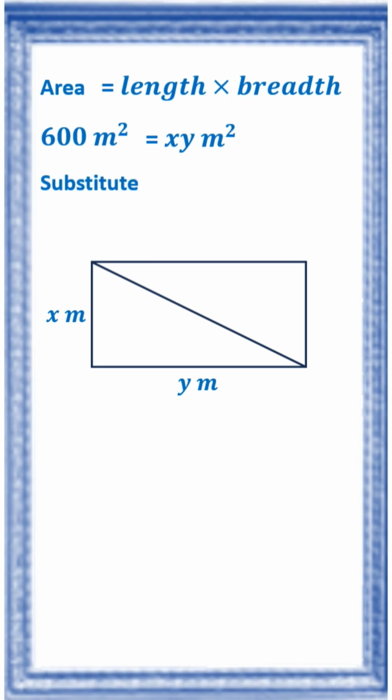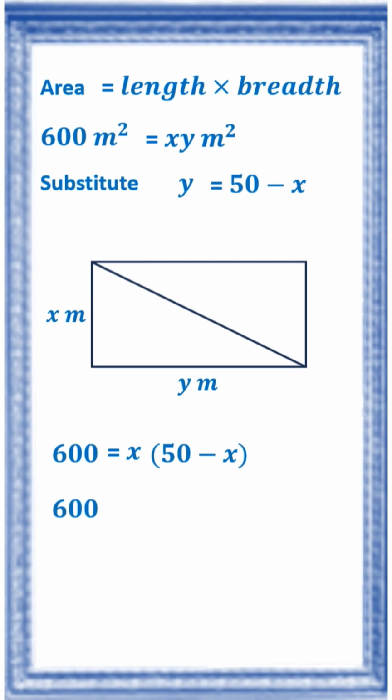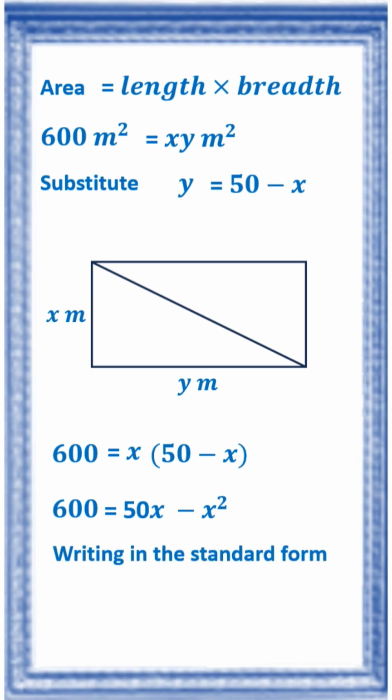x into, substitute the value of y, is equal to 50 minus x. So 600 is equal to x into (50 minus x). Now multiply: 50x minus x square is equal to 600. Writing in the standard form, x square minus 50x plus 600 is equal to 0.